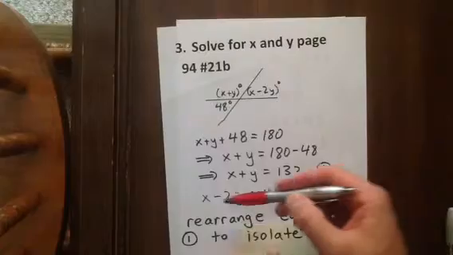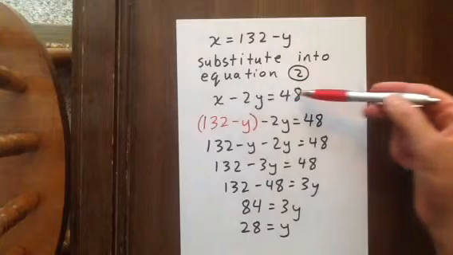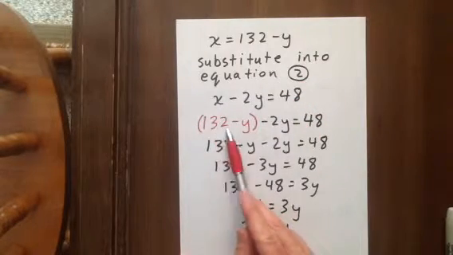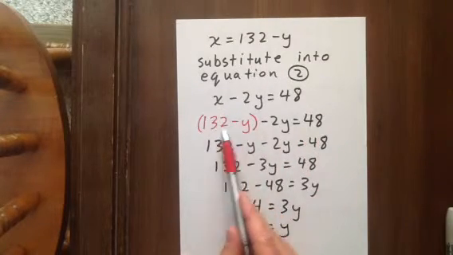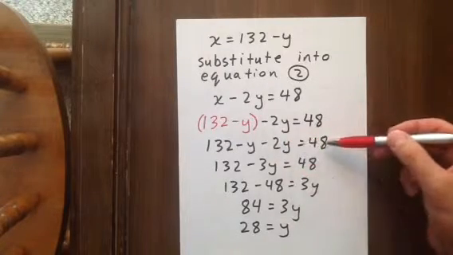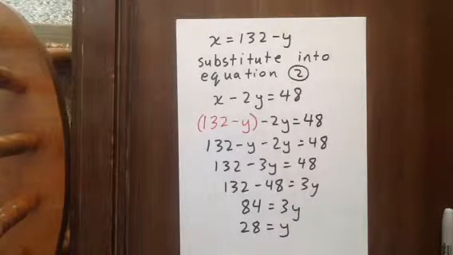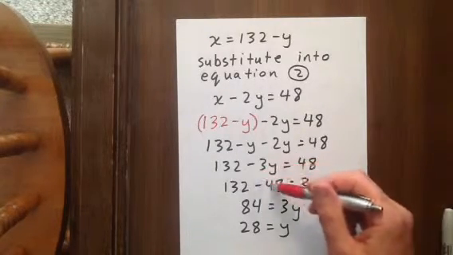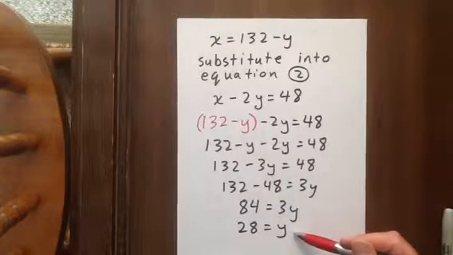Now, equation 2 says x minus 2y equals 48. So, instead of x minus 2y equals 48, we'll put 132 minus y minus 2y equals 48. We substituted the expression in for x. Well, that means that 132 minus y minus 2y is 48, which means that 132 minus 3y is 48. Which means that 132 minus 48 is equal to 3y, 84 is 3y, and 28 is y.